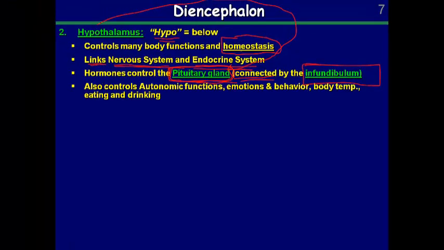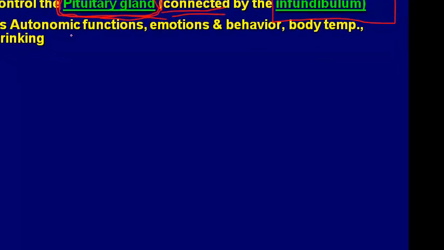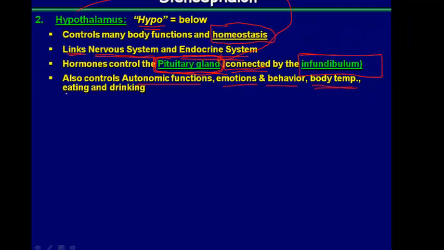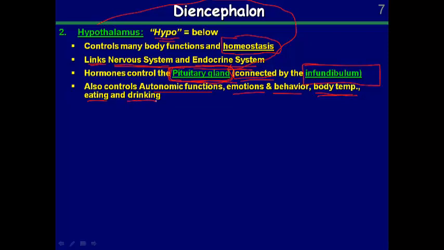So the hypothalamus regulates homeostasis. It also controls a lot of autonomic functions, emotions, behavior. It helps regulate body temperature. So our hypothalamus knows that we like to be at a certain temperature, 37 degrees Celsius, 98 degrees Fahrenheit. It also controls our eating and drinking, which are required for homeostasis. So if you don't eat, your hypothalamus is going to do things to make sure that you eat.